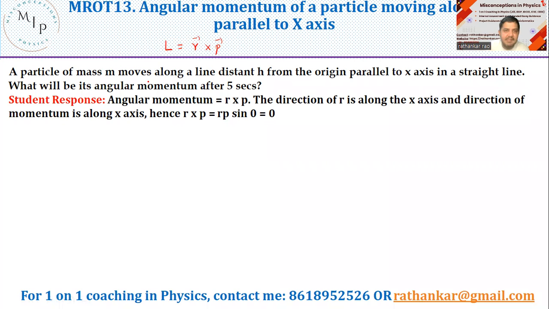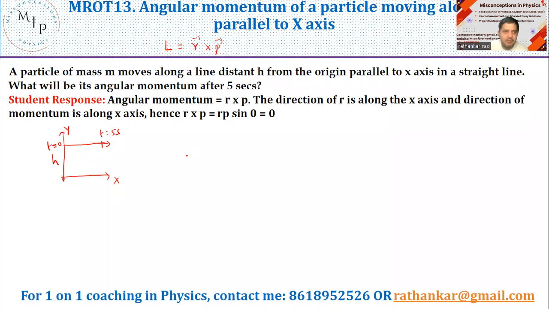A particle of mass m moves along a straight line, distant h from the origin, parallel to the x-axis. This is my x-axis, this is my y-axis. What will be its angular momentum after 5 seconds? Initially at t equal to 0, the particle is at this point. Let us say at t equal to 5 seconds, the particle is at this point. It's going at uniform velocity.